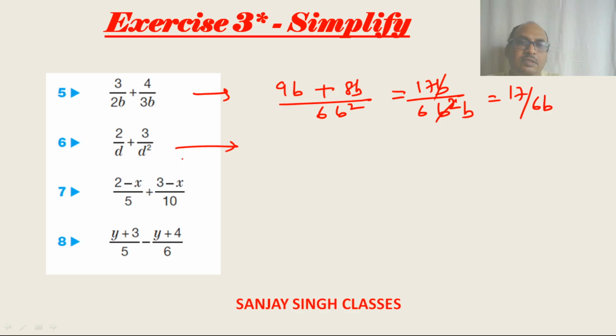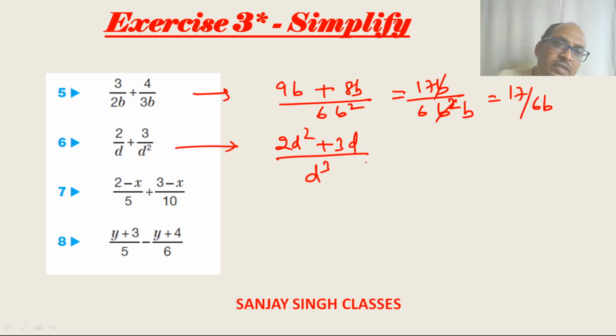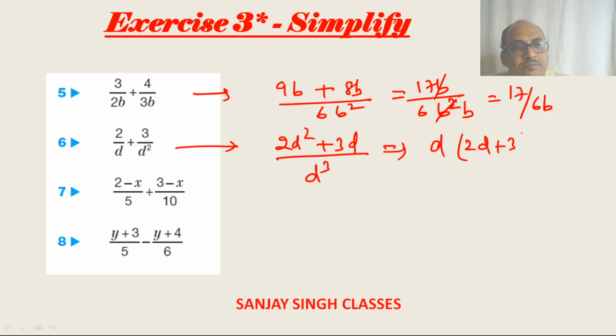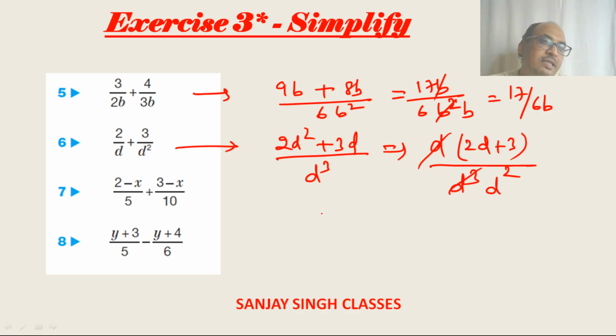Okay, now this 2d square plus 3d divided by d into d square, d cube, right? Okay, so we cannot take common. We can write in bracket, but there is no need. We can say, why I am telling you, d we can take it common. So d we can take common, so 2d plus 3 by d cube. Then this d has to be cancelled and left with 2d plus 3 by d square.